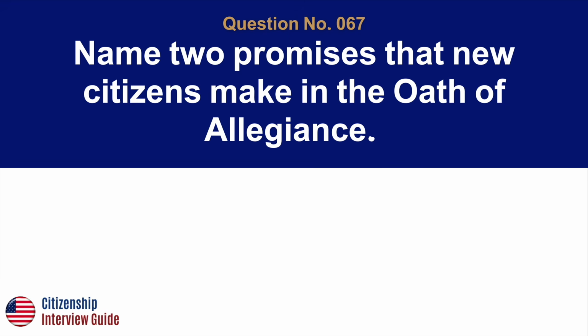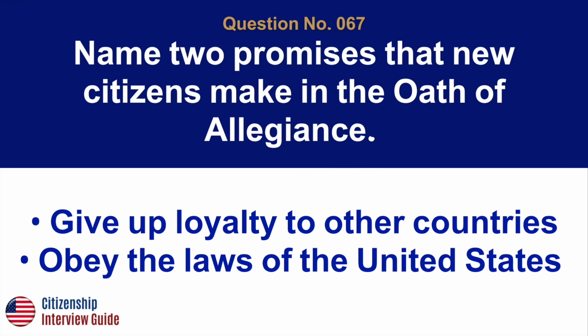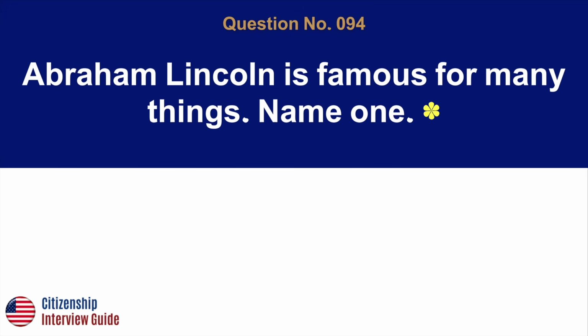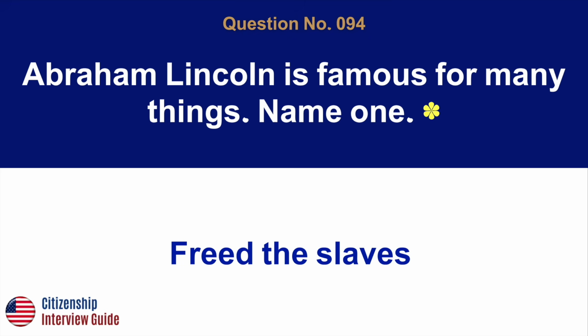Name two promises that new citizens make in the Oath of Allegiance. Give up loyalty to other countries. Obey the laws of the United States. Abraham Lincoln is famous for many things. Name one. Freed the slaves.